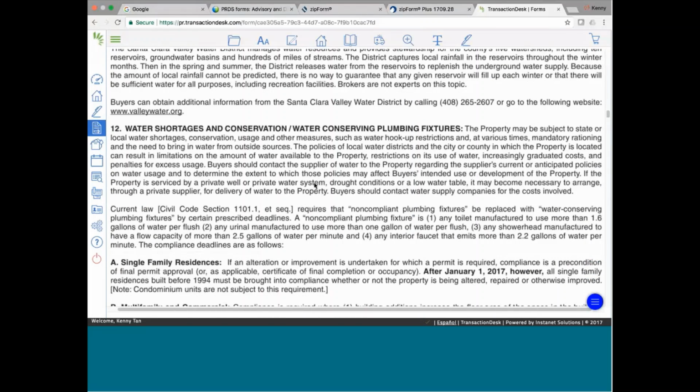Water shortages and conservation, water conservation, plumbing fixtures. This one is talking about how non-compliant plumbing fixtures shall be replaced with water conserving plumbing fixtures. There's a law that actually requires that. So this is to let the buyer know that there's such a requirement.